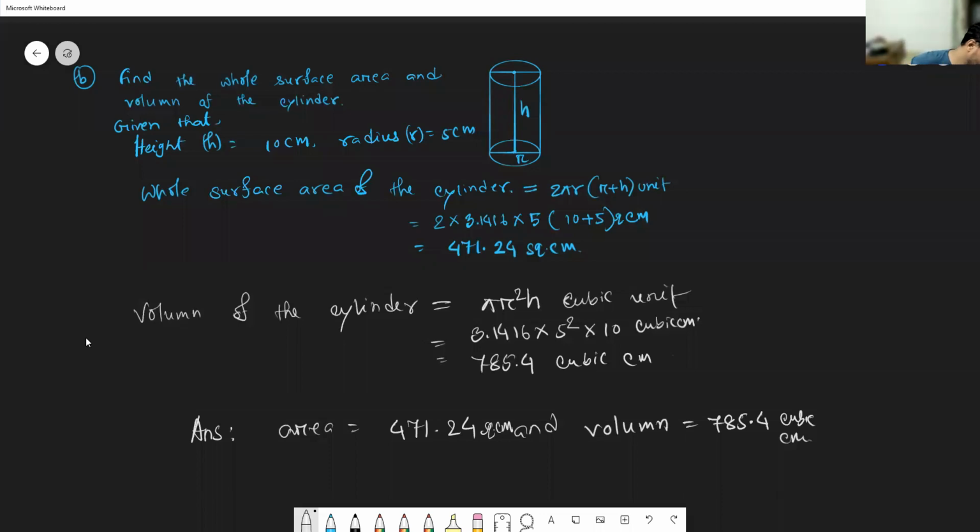Now question number C. If H and R are the two adjacent sides of a parallelogram, and the length of one diagonal is 8 centimeter, find the length of the other diagonal. So question number C is different. Complete this one.